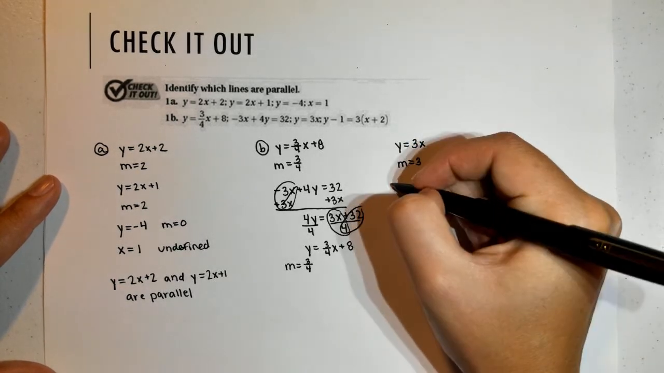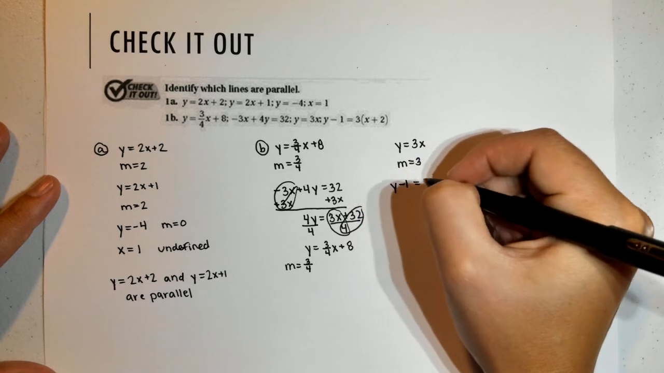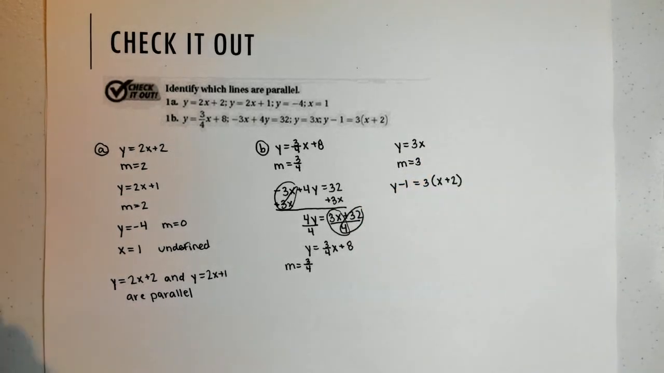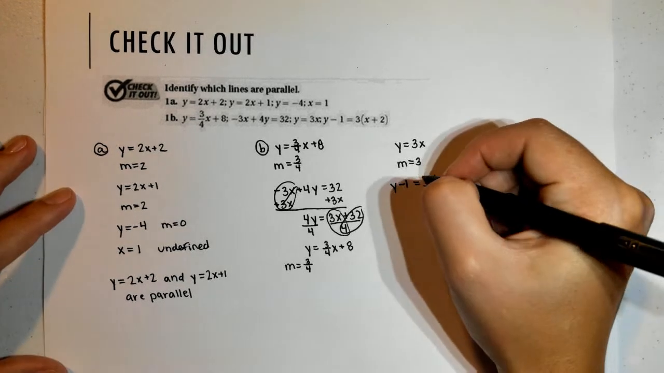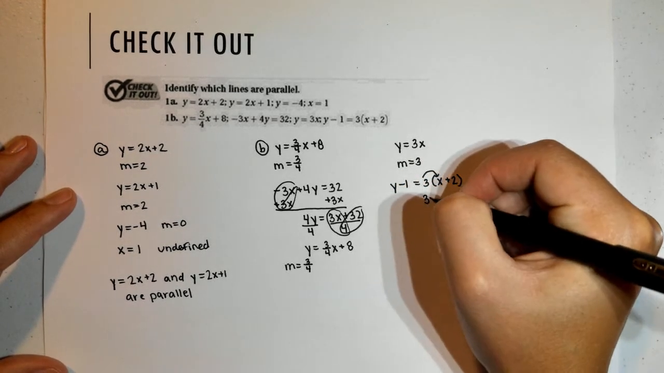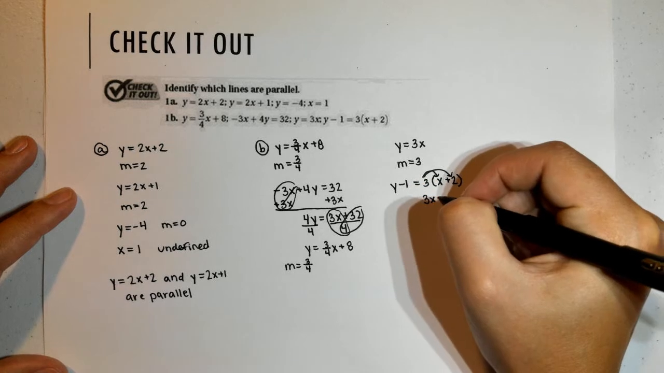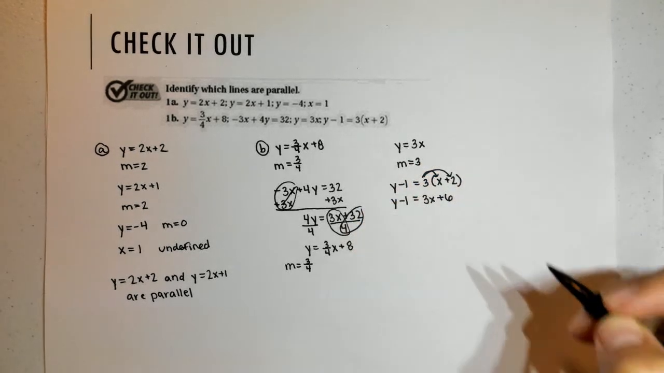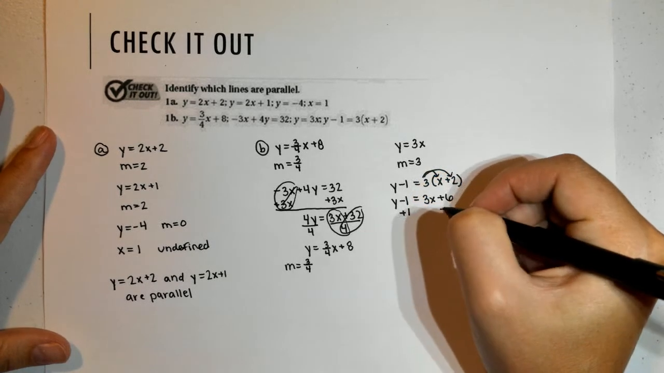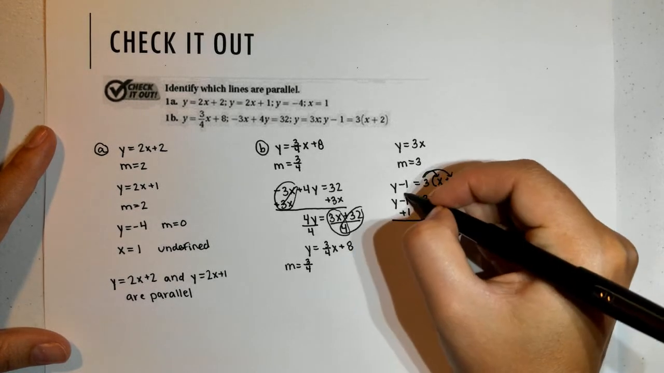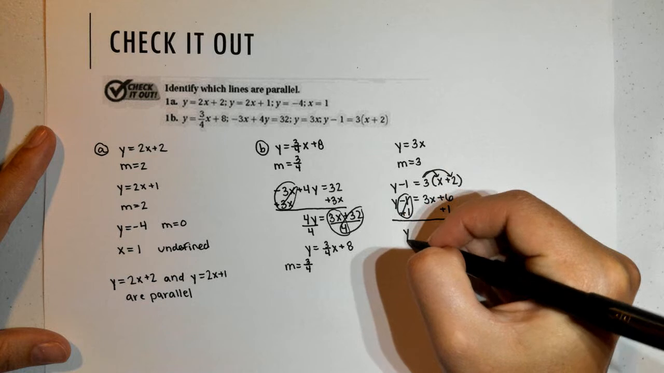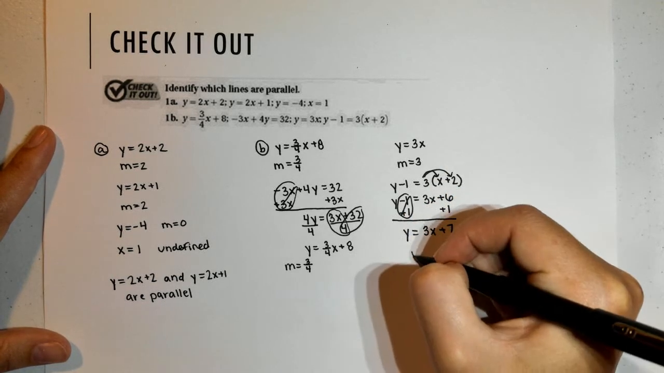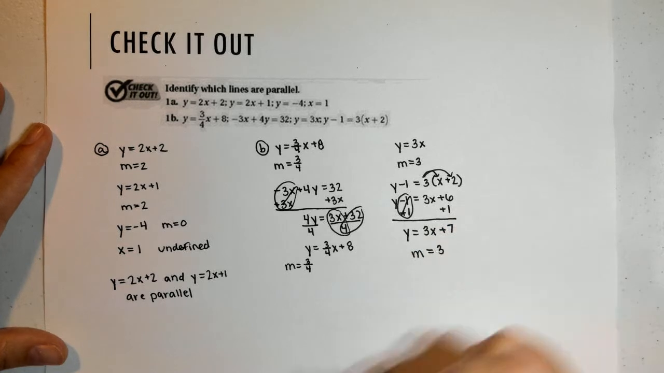And the last equation, we have y minus 1 equals 3 times the quantity x plus 2. So first I need to distribute that 3. So 3 times x is 3x. 3 times 2 is 6. So I have y minus 1 equals 3x plus 6. Add 1 to both sides to get y by itself. Minus 1 plus 1 gives me 0, so I'm left with y. And then I have 3x plus 7. And my slope here is 3.